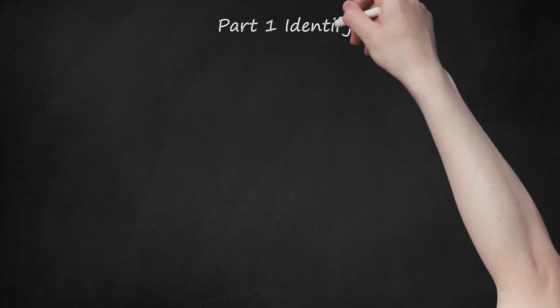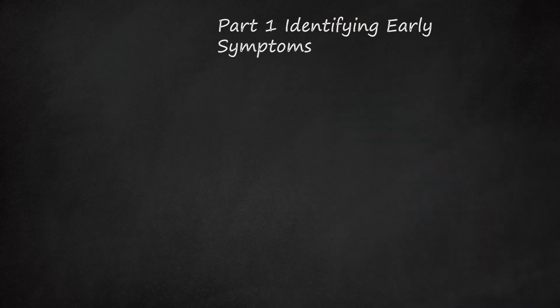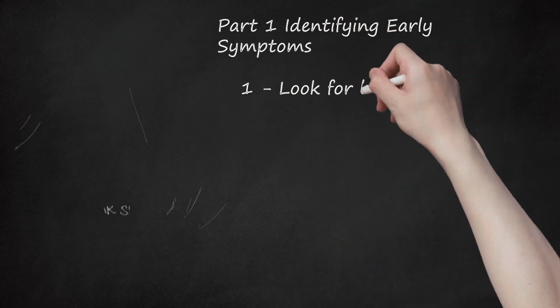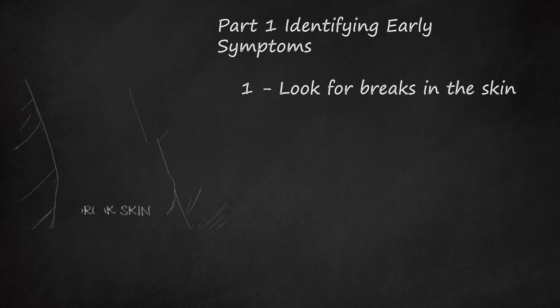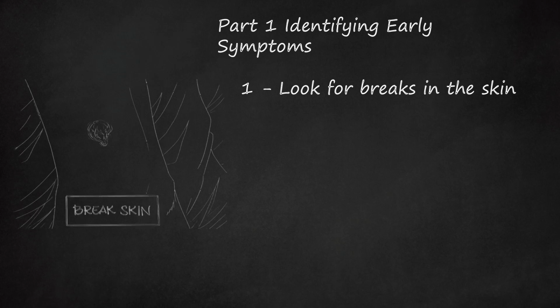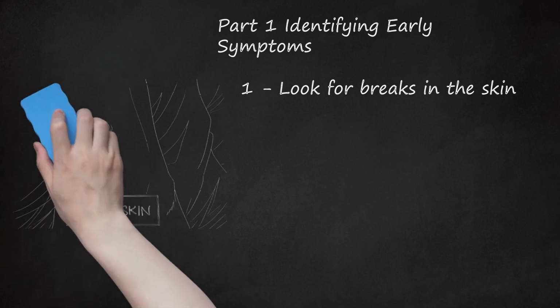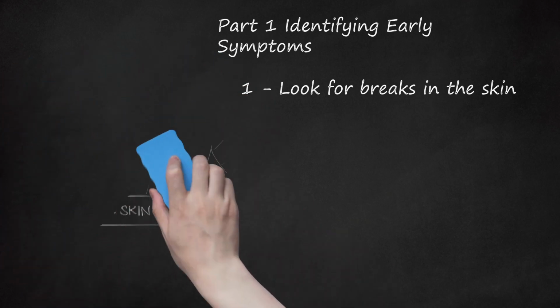Part 1. Identifying early symptoms. 1. Look for breaks in the skin. MRSA infections are common where there are cuts or wounds in the skin. Look close to hair follicles. It is also common in hairy areas of the skin, such as the beard area, back of the neck, armpit, groin, legs, scalp, or buttocks.